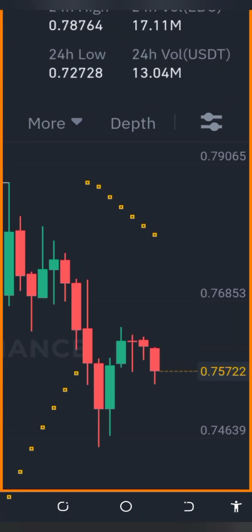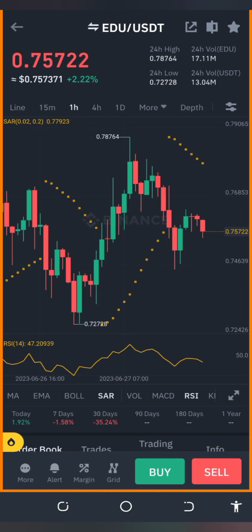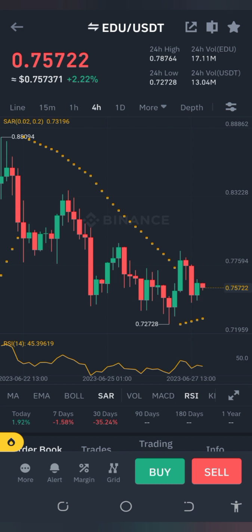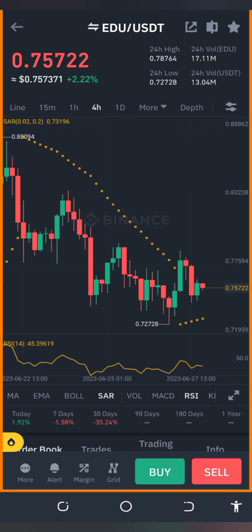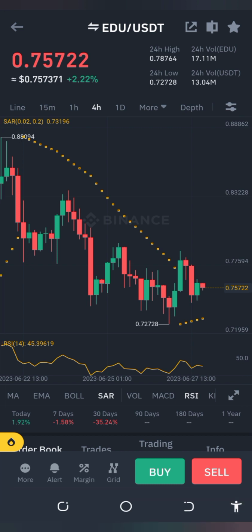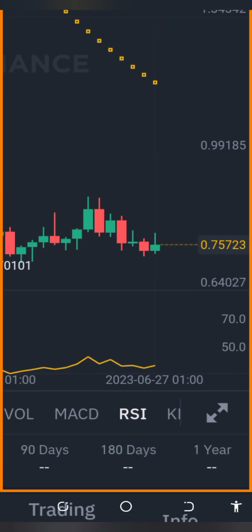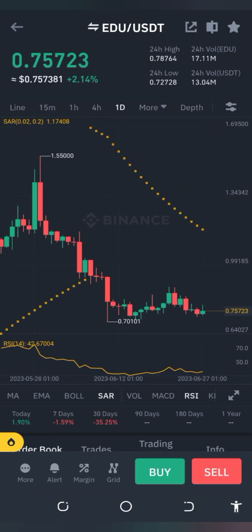Then we can decide to maybe go, because if you look at the parabolic SAR, it's actually in the downward trend. But if you look at the 4-hour chart, you can see that the parabolic SAR is already going up. Let's look at 1 day. On the 1-day, the parabolic SAR hasn't switched yet. But it's going to switch any moment, because you can see it's really in the downward trend, and it's already on the green candle. So obviously it's going to switch.